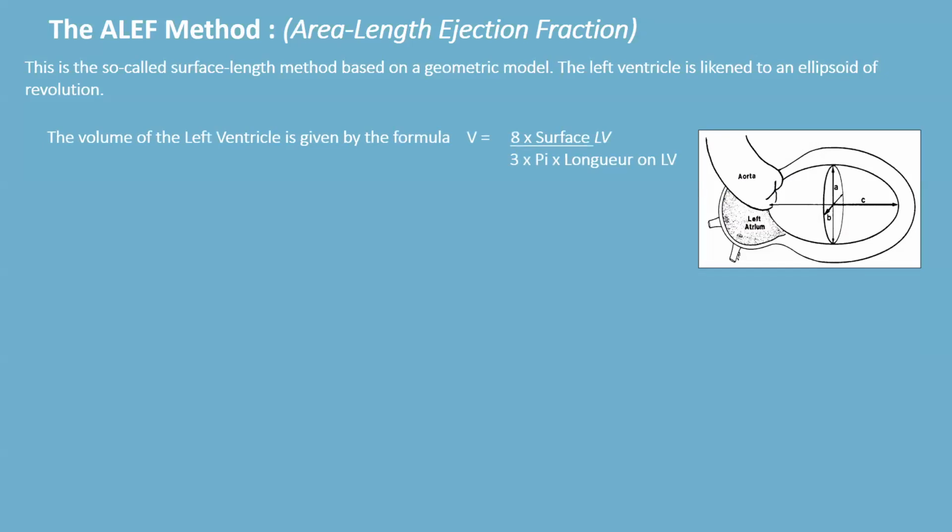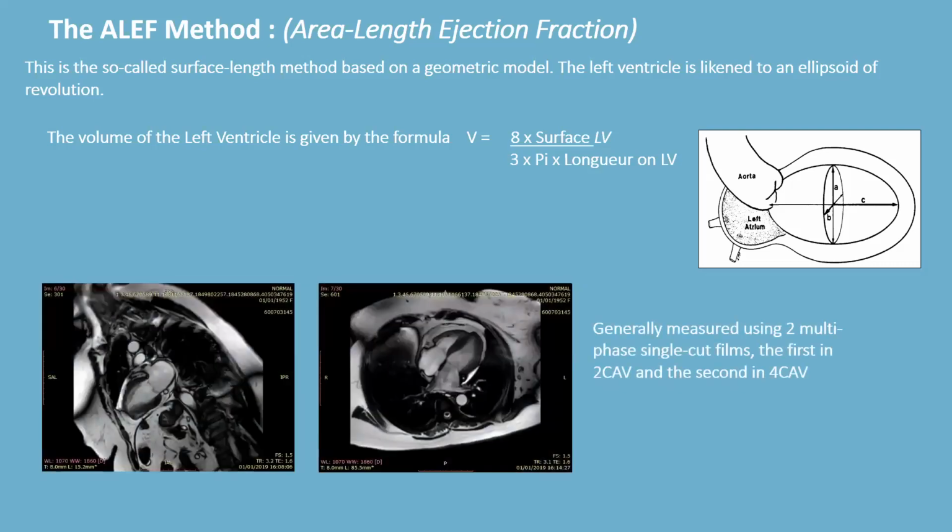In order to minimize the approximation of the measurement, the calculation can be carried out from two perpendicular planes. We can get the two chamber and the four chamber, and generally we measure using multi-phase with a single slice cine. The first is the two chamber, and the second is the four chamber.